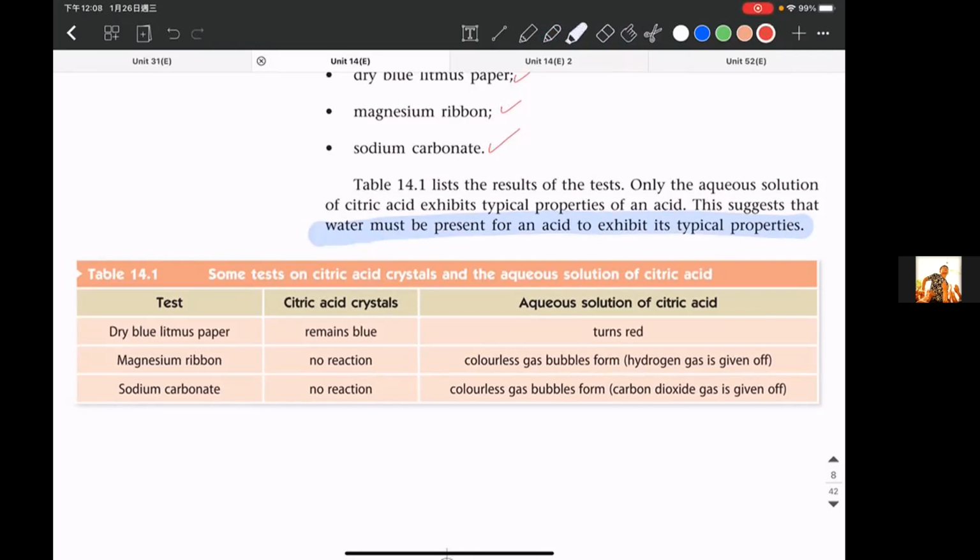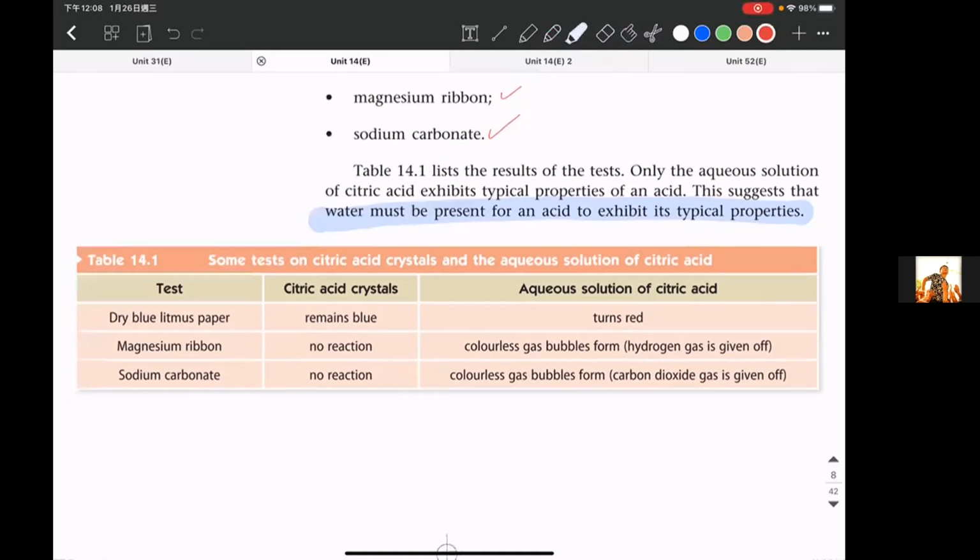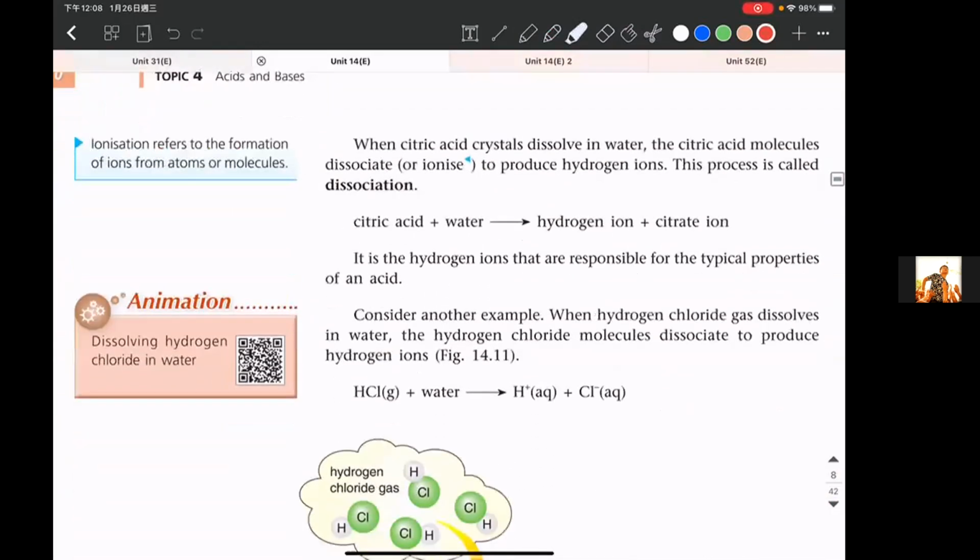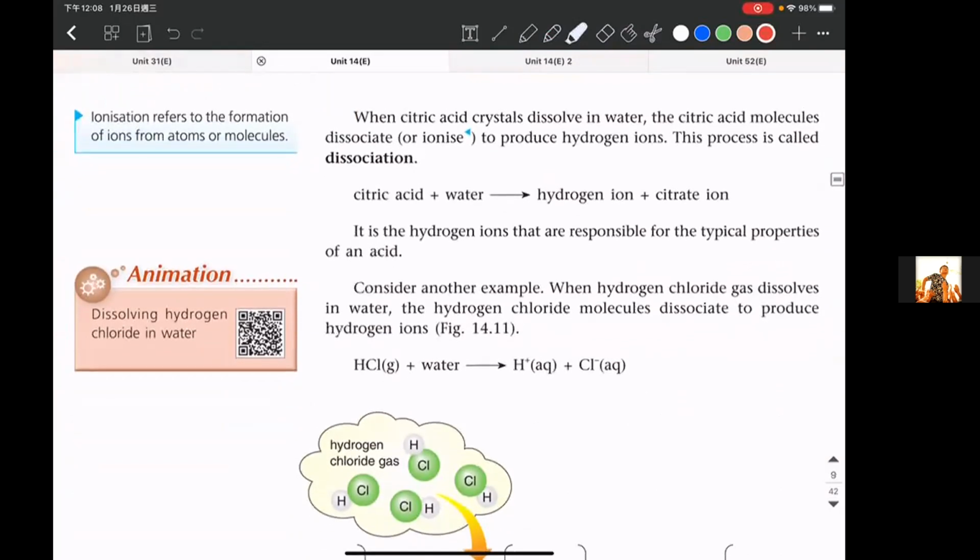Here comes the question. For the acid solid or acid in aqueous solution, those hydrogen ions are found inside, isn't it? How come we have the acidic property being exhibited while it is in water? Indeed, in order to get to know that, it's time to take a look at the structure of citric acid.